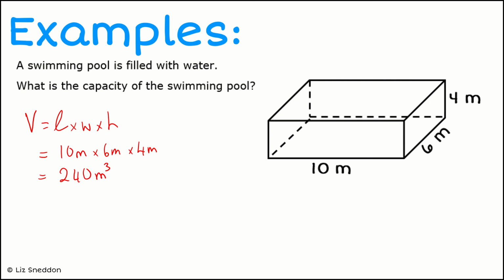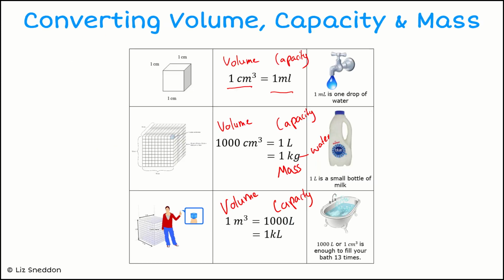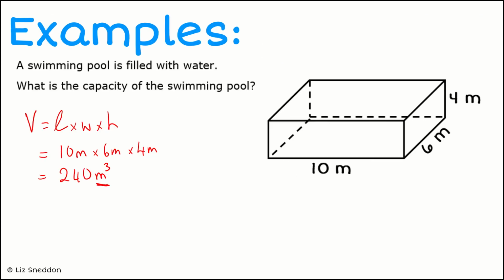Now I need to find the capacity of the swimming pool. And so I've got something here in cubic meters. So if I go back to this diagram here, cubic meters, so meters cubed, well, I do know that 1 cubic meter is equal to 1,000 litres. So that's the conversion that I want to do.